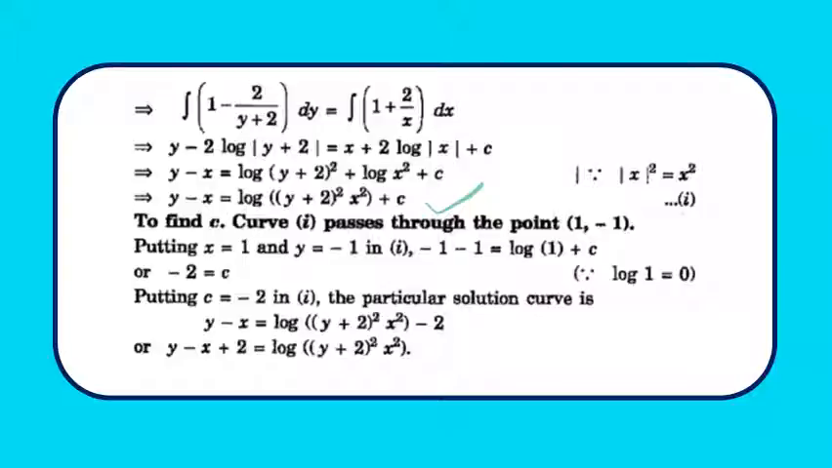Now it is given that it is passing through (1, -1). So putting x = 1 and y = -1, we get the value of c as -2. Putting c = -2 in equation 1, we get the particular solution as y - x + 2 = log[(y + 2)^2 x^2]. So this is our required solution. Clear? So pause and note down.